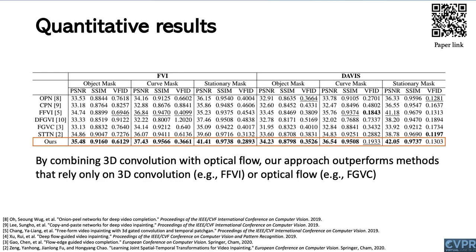As shown in this table, by combining 3D convolution and optical flow approach, our method outperforms its counterparts such as FVI and FGVC, which indicates the proposed temporal feature align module is critical to improve the visual quality of the inpainted videos, especially improve the spatial alignment upon 3D convolution approach.